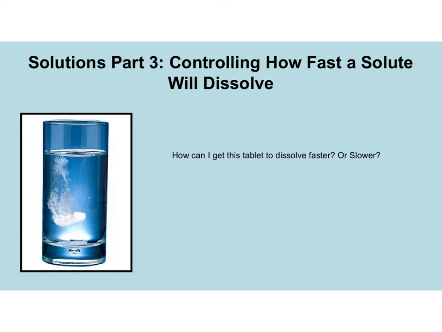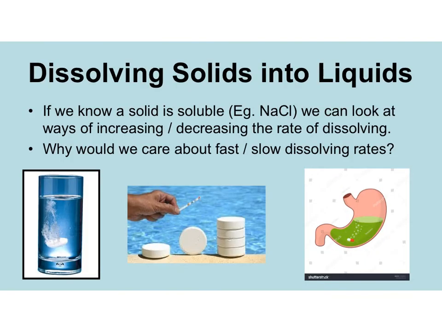Now, today's lesson is going to be following that up and basically saying, okay, once you have determined that it will dissolve, which you've already done last lesson, now we're going to control how fast or slow it is going to dissolve. As chemists, we're going to be able to control how fast this thing will dissolve or how slow it will. And we'll talk about some examples of why you'd want to be able to do that.